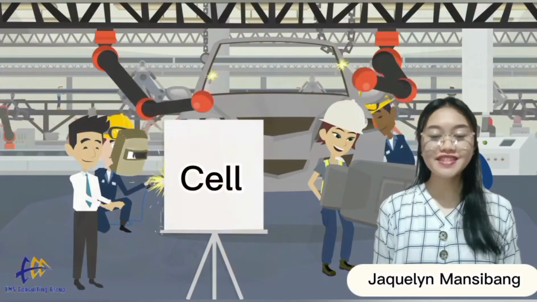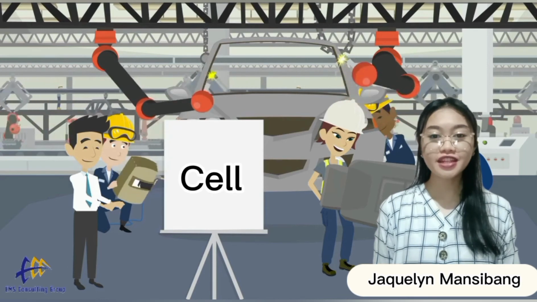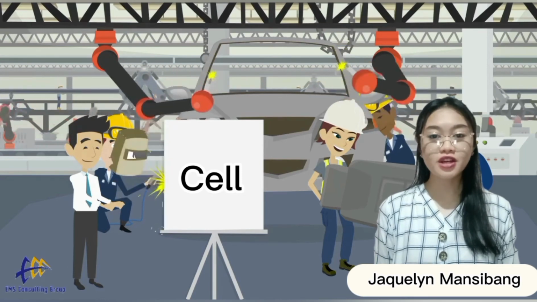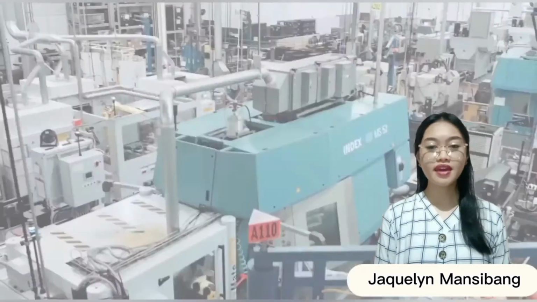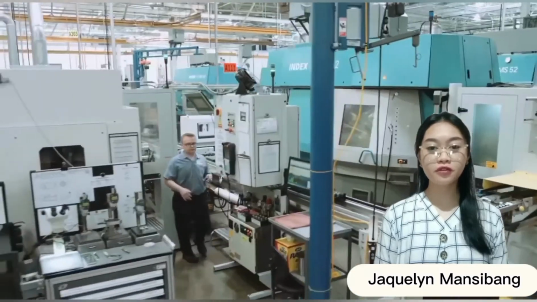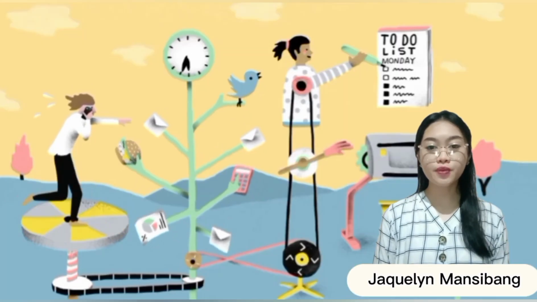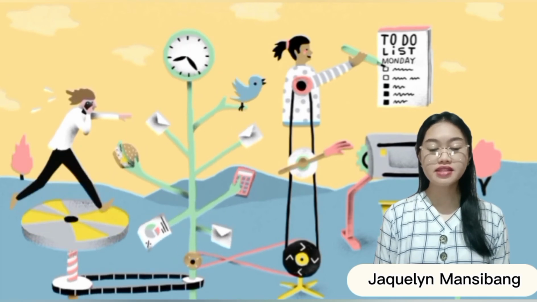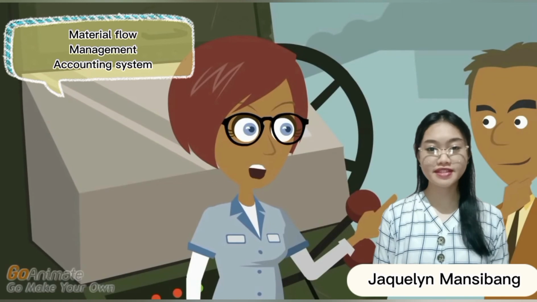A cell is configured normally for speed and material handling and can reap substantial benefits in cost saving, time compression, and inventory reduction. Cellular manufacturing and work cells are at the heart of lean manufacturing. Their benefits are many and varied. They increase productivity and quality. Cells simplify material flow, management, and accounting systems.